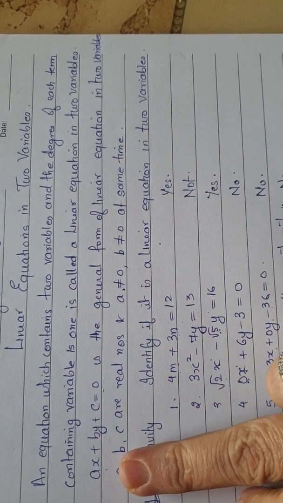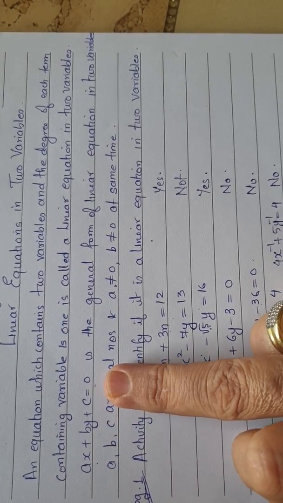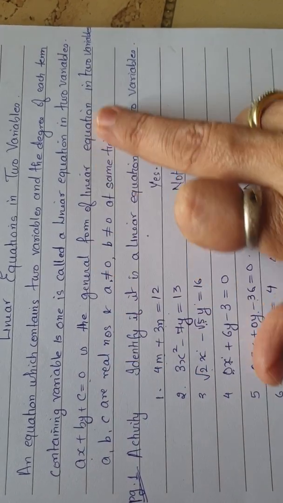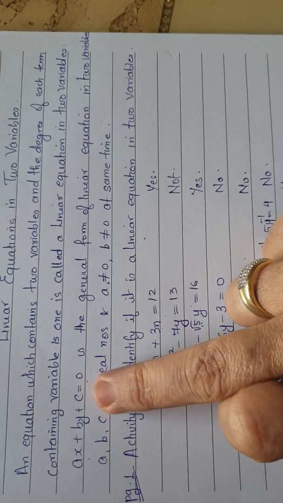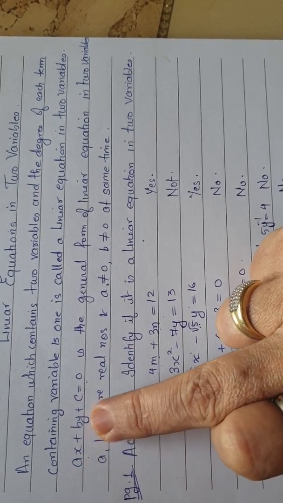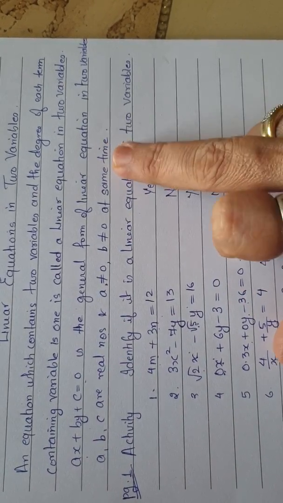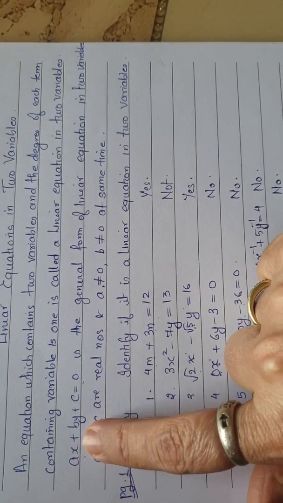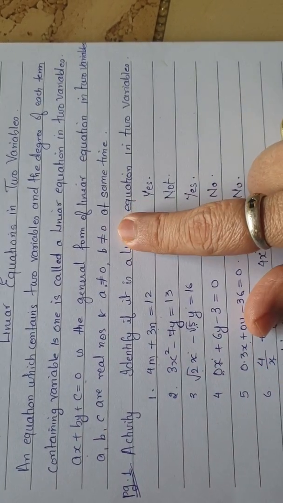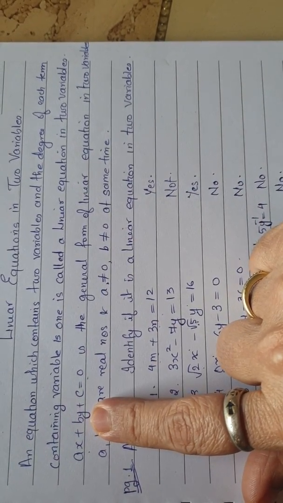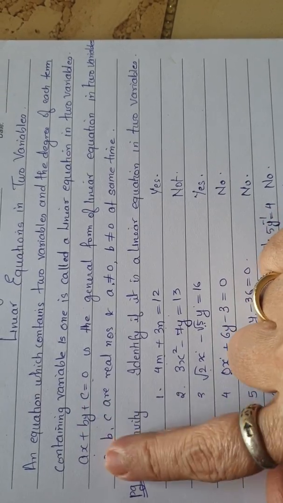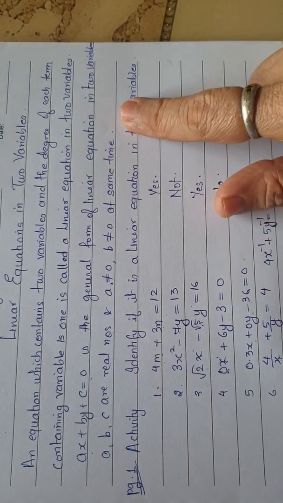The general form of a linear equation is ax plus by plus c is equal to 0, where a, b, c are real numbers, but a and b cannot be 0 at the same time. In other words, they cannot be 0 because if a becomes 0, the entire x term becomes 0. If b is 0, then the entire y term becomes 0. So it just remains a linear equation in one variable.